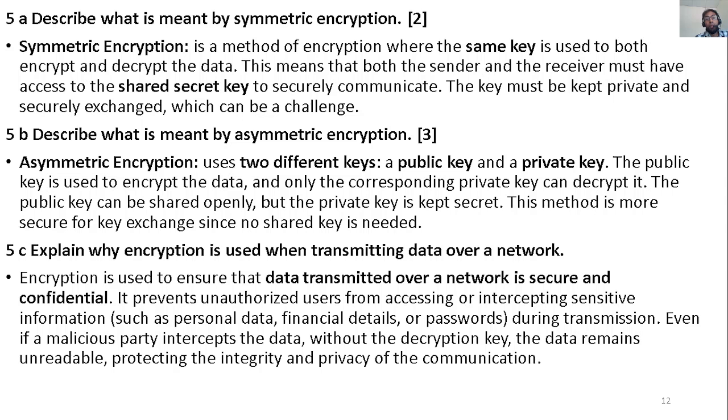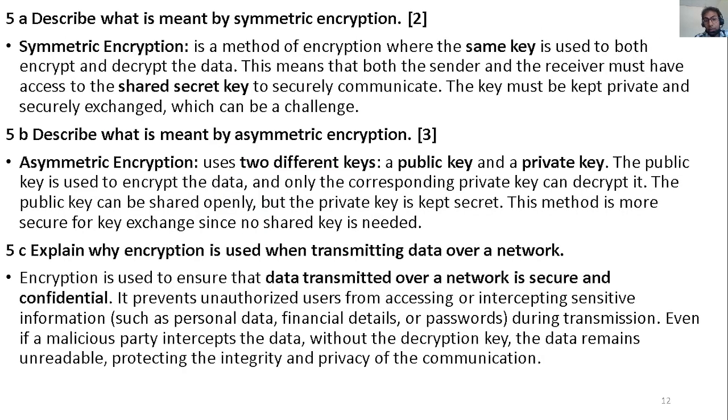Describe what is meant by asymmetric encryption. It uses two different keys, public and private. Symmetric uses the same key. The public key is used to encrypt the data, and only the corresponding private key can decrypt it. The public key can be shared openly, but the private key is kept secret. This method is more secure for key exchange since no shared key is needed.